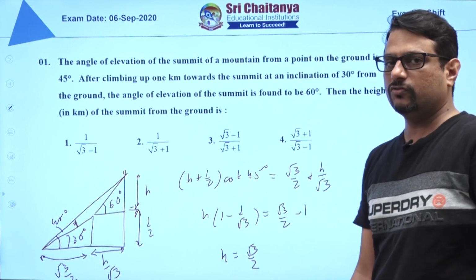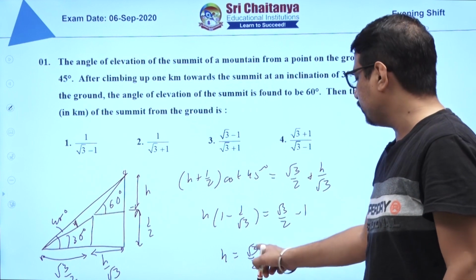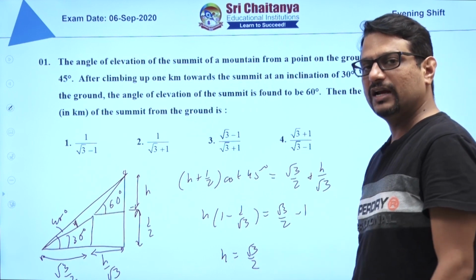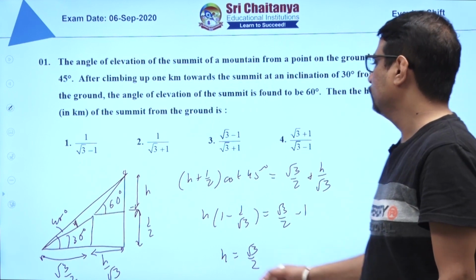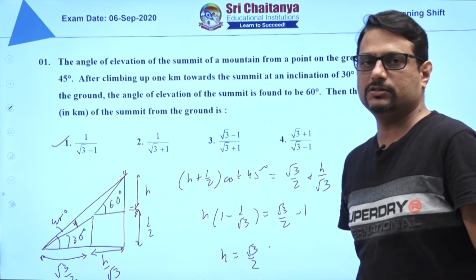Now remember, h is not what is asked. What is asked is total height, which is h plus half. H plus half will be root 3 plus 1 by 2. On rationalizing, you will get 2 upon root 3 minus 1. So 2 will cancel, and you will get 1 upon root 3 minus 1. This will be your answer.